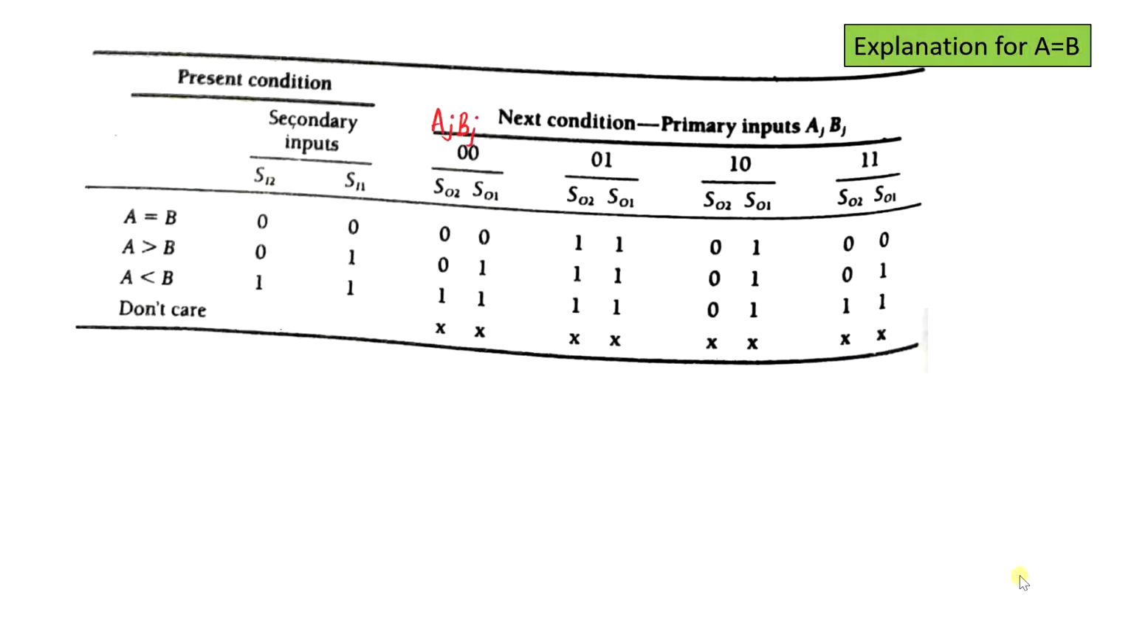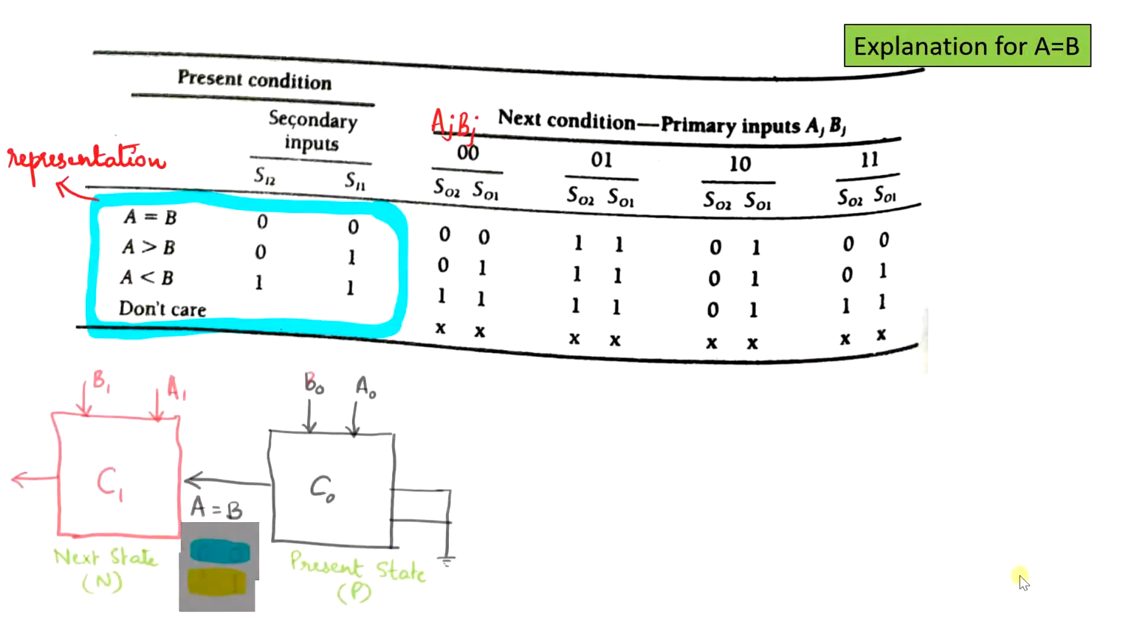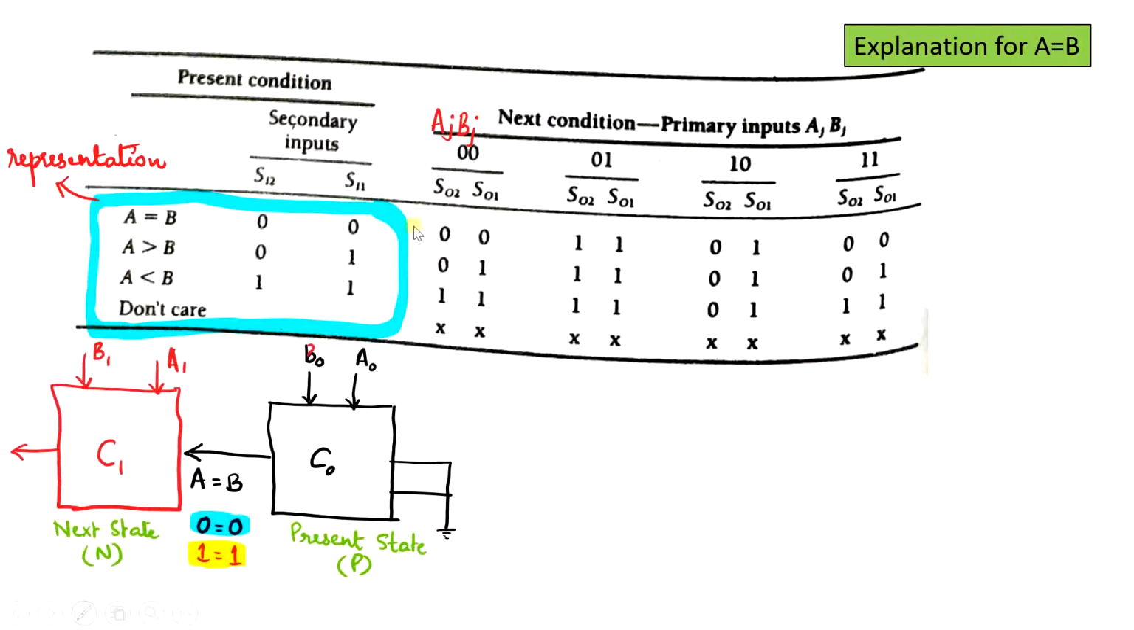So for the first case, that is A equal to B, I am considering the table once again. So I have the encoded data. A equal to B means it is equal to 0, 0, A greater than B is equal to 0, 1, A less than B is equal to 1, 1. The first one is grounded, so this is my present state and this is the next state.